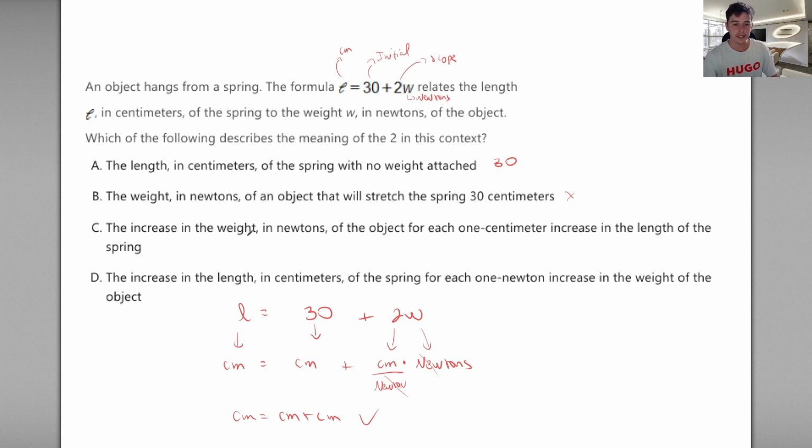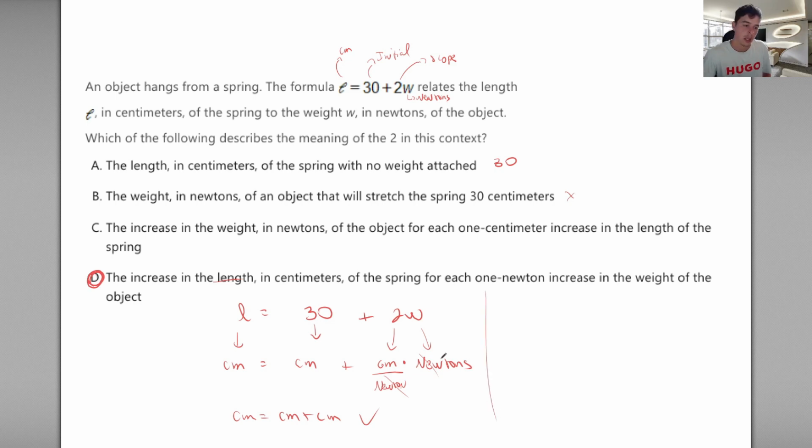The increase in the weight in newtons of the object for each 1 centimeter increase in the length of the spring. The increase in weight, no, it's the increase in the length, because it's centimeters, of the spring for each 1 newton, so centimeters per newton. That makes sense. So D is right. So this is how you can literally know if anything you do for linear equations is right. If the units match, then what you're thinking makes sense. If it doesn't match, then it doesn't make sense.